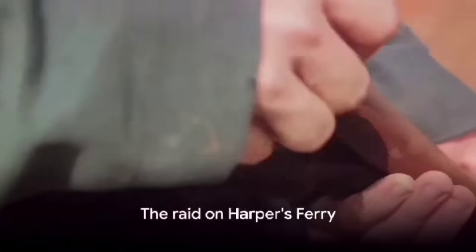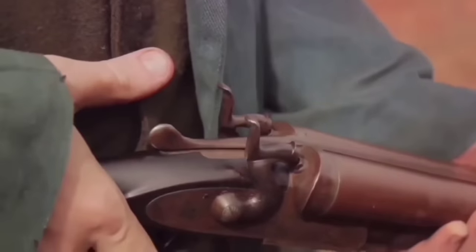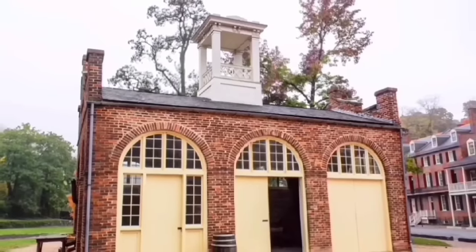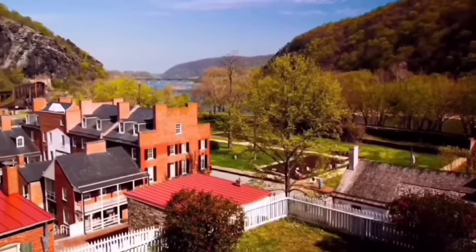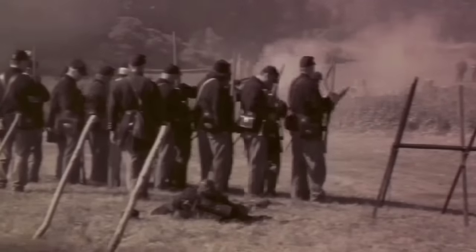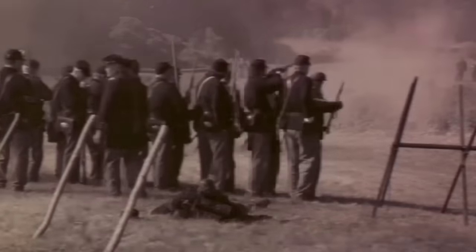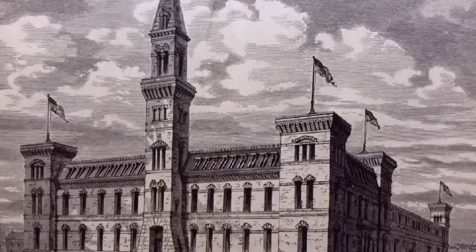The night of October 16, 1859, marked the beginning of an event that would shake the nation to its core. As darkness enveloped Harper's Ferry, John Brown and his men moved with a single purpose, to seize the armory and spark a slave revolt. The group of 21, armed and determined, took hostages and quickly gained control over the federal arsenal. Yet the morning brought a swift response. The local militia, joined by federal troops led by then Colonel Robert E. Lee, surrounded the armory. A fierce battle ensued, echoing the tensions of a nation on the brink.